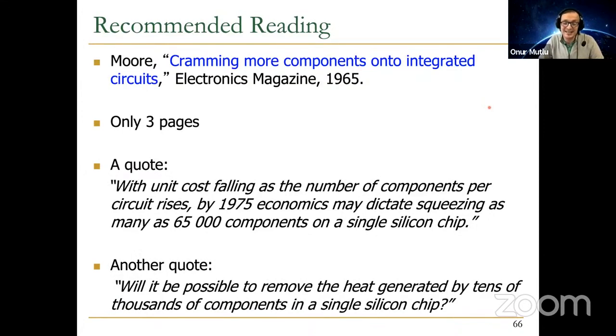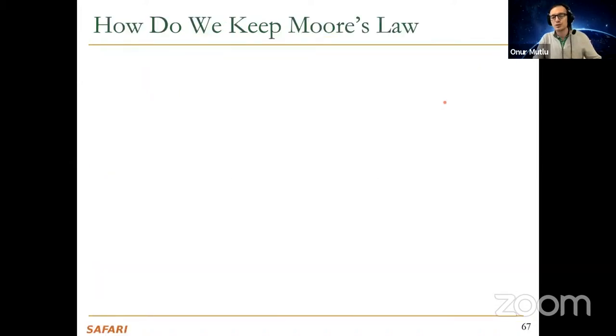Okay. And then there's also another quote, which is also interesting. Will it be possible to remove the heat generated by tens of thousands of components in a single silicon chip? So this is really foreshadowing what happens into the future. These components, when they switch, they consume power. First of all, will we be able to power it up? Assuming we are able to power it up, at least a fraction of it, let's say, will these components switch at such a high rate that they will increase the temperature so quickly that they will have too much heat? And can we remove that heat as quickly as possible? And these are real design constraints in a chip. So thermal design power, for example, determines whether you can remove the heat with the cooling technologies that we have today, or that the chip is designed for, for example.